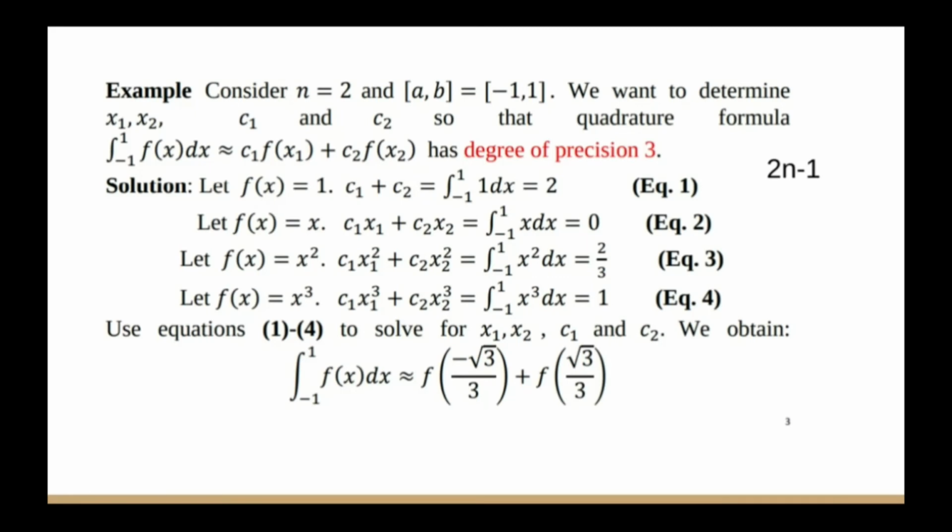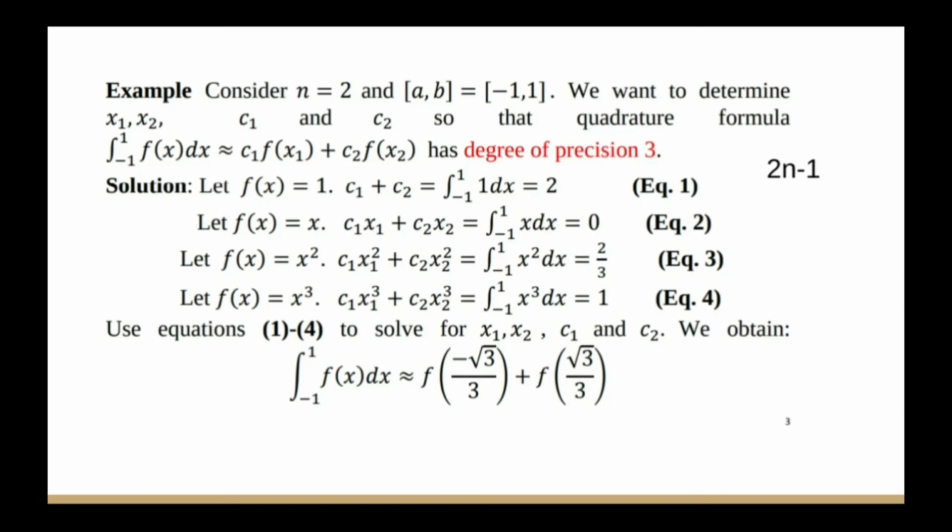We have c sub 1 plus c sub 2 is equals to 2. This 2 can be obtained using the calculator. So integral, the lower limit is -1, the upper limit is 1. Then type 1, dx is equals to 2.